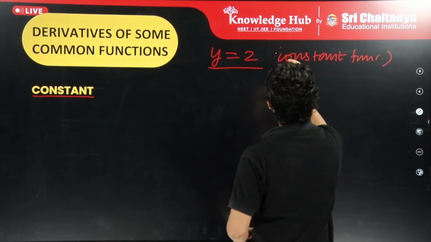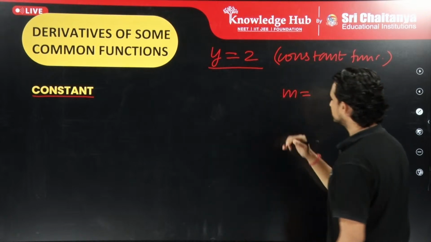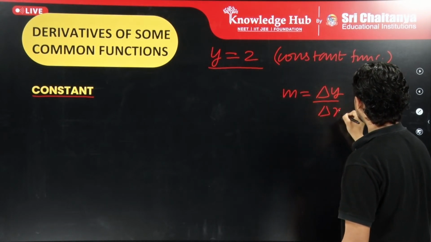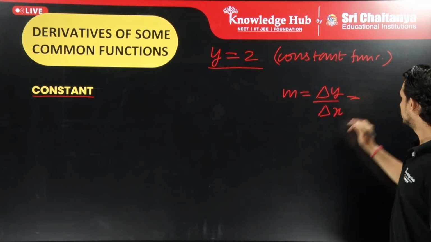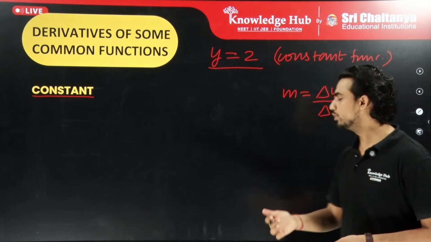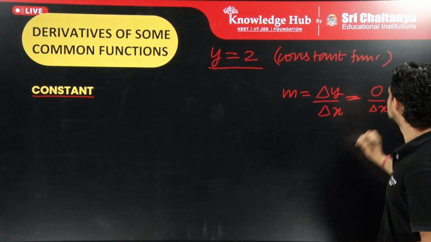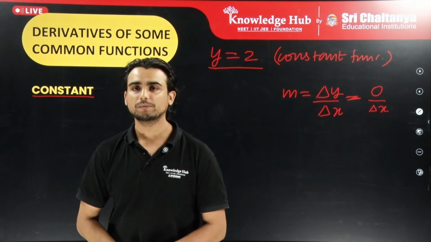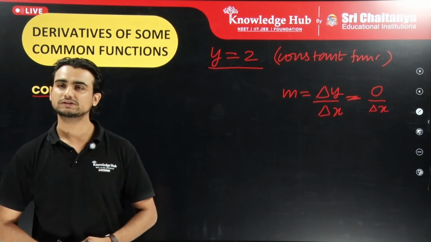So in a constant function, if we look at the definition, what is slope? Change in y upon change in x. So is my y changing? My y is not changing. If you look closely, y is always equal to 2. So there is no change in y if I change my x. So what do you see from here? You see that the slope at each and every point is 0.